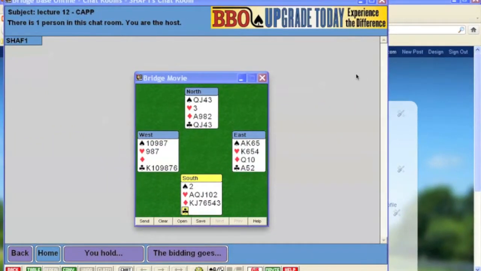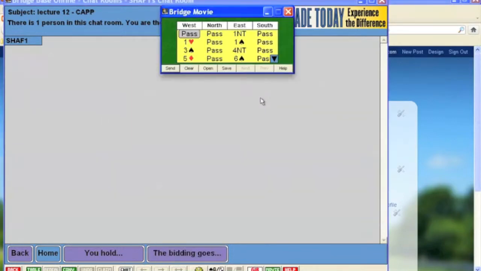Typical capillary hand, okay? CAPP for short. Alright, let's have a look at this hand. Assuming you are sitting south, this is you, south. We have east, we'll just open one note trump, okay? So the bidding goes this way.